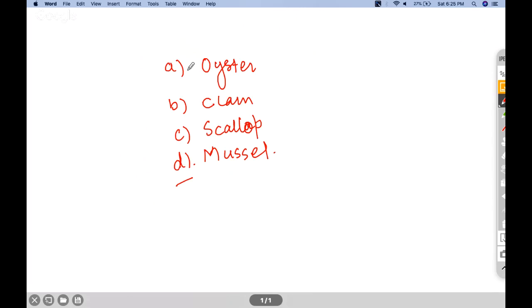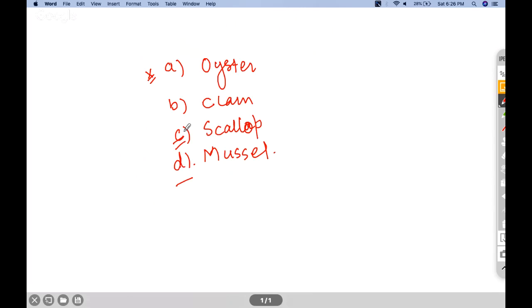Oyster is a wrong answer. It's related to biology. Don't get into pearls and all. It's related to biology. Oyster is a wrong answer. Those who are giving the answer mussel, tell me why mussel is the answer. Mussel is also a wrong answer. No, that's a wrong answer. The answer over here is scallop.